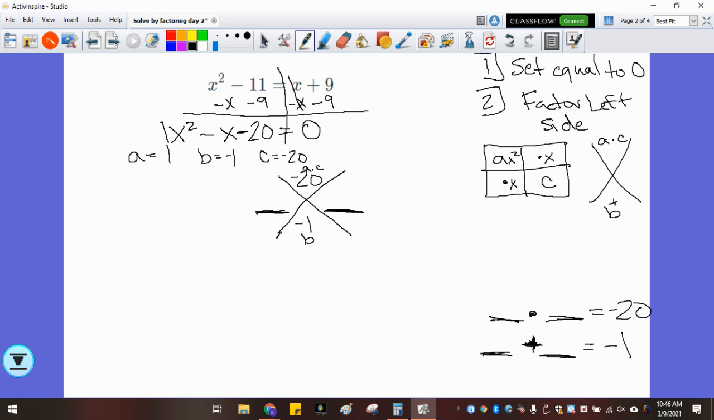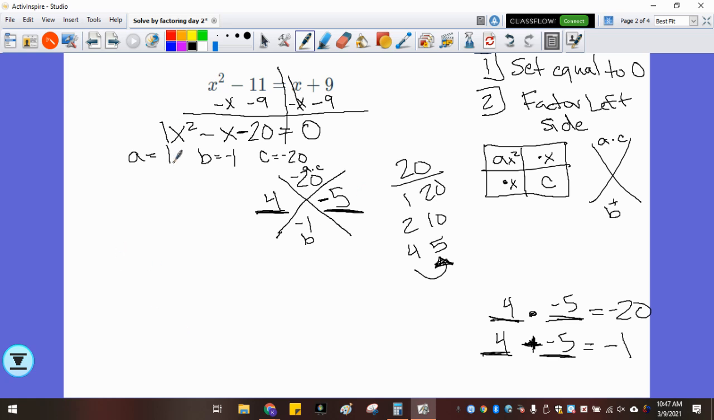So think of two numbers that multiply to give you negative 20, but if you add... So you're right, 4 and 5 multiply to get positive 20. So one of them has to be negative 5. So 4 times negative 5 multiplies to negative 20, and 4 plus negative 5 adds to negative 1. So that's how we found our two numbers.